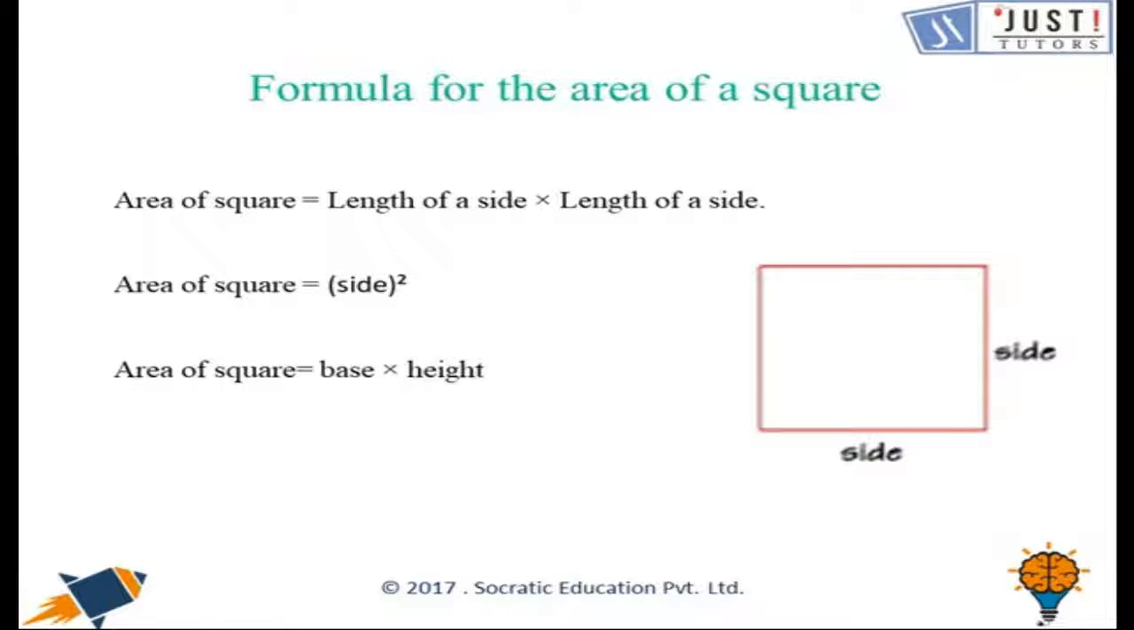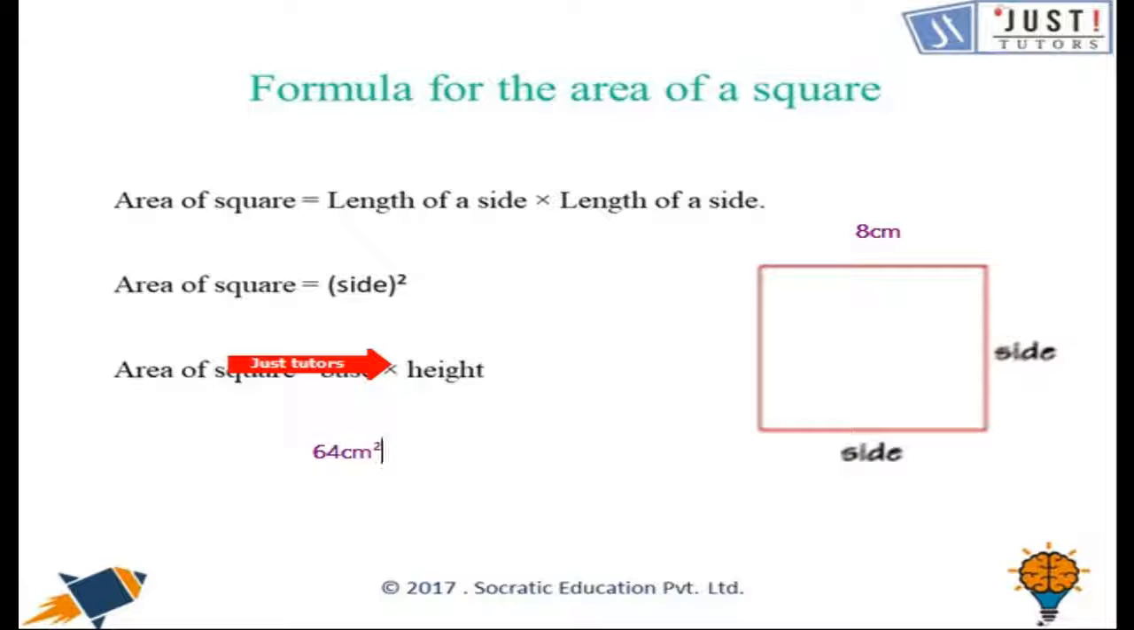Now let's talk about the formula for the area of a square. We have a few formulas here, and the most commonly used is side squared. Let's say each side of the square is 8 centimeters. You can work out the area of the square by doing 8 times 8, or 8 squared, which is 64 centimeters squared.